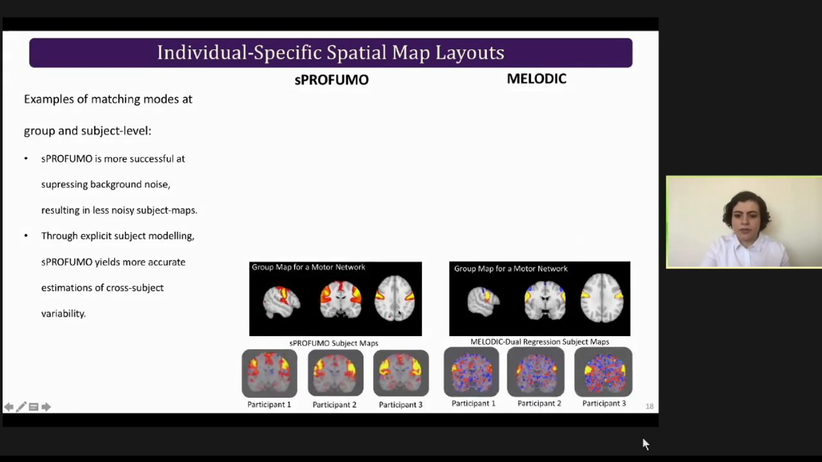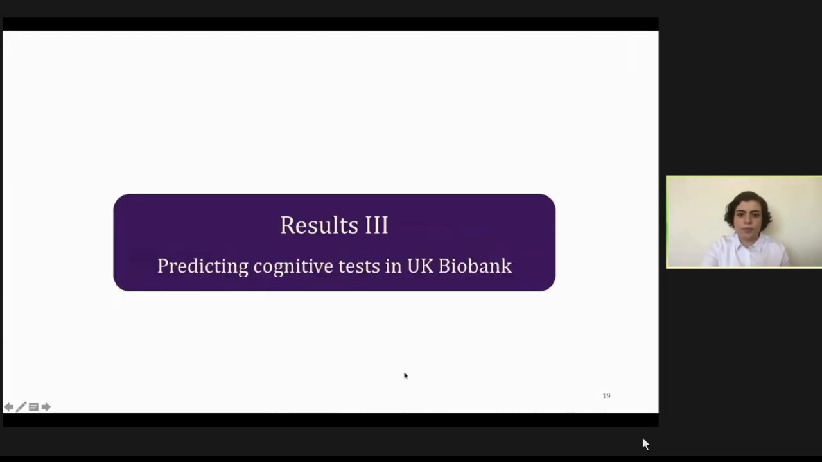And here is another example of a mode, and again, we see the same story here in terms of noise.